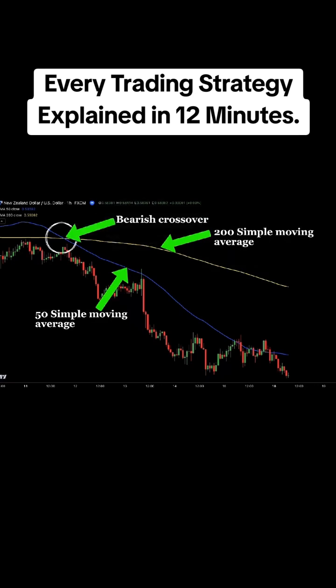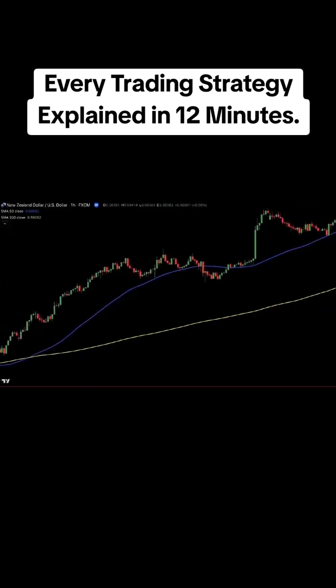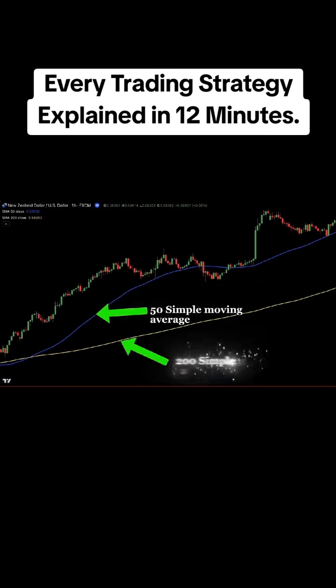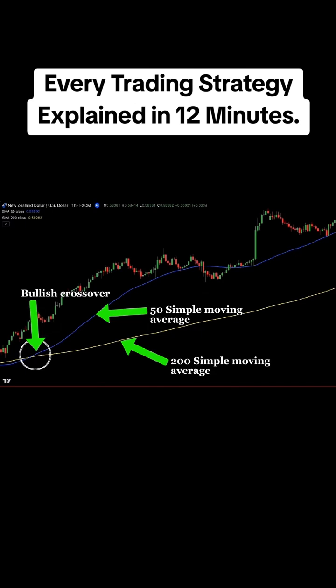Traders typically look for sell opportunities when this crossover happens, especially if it's confirmed by declining volume or weakening price momentum. On the other hand, the golden cross signals a bullish trend reversal. It happens when the 50-day moving average crosses above the 200-day moving average, suggesting the start of an uptrend. Traders often enter buy positions during this crossover, particularly when supported by increasing volume or other bullish indicators.